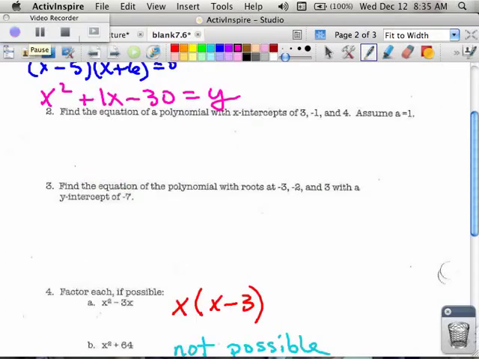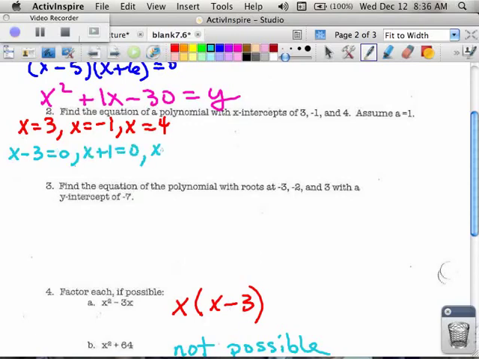Number 2 is the same thing as number 1, just more involved because now there's going to be 3 answers. So I start off in this one with x equals 3, x equals negative 1, x equals 4. If I rewrite those with equal to zeros, I will see x minus 3 equals 0, x plus 1 equals 0, and x minus 4 equals 0. And again, the reason that you're talking about that is because all 3 of these things are going to be your factors.